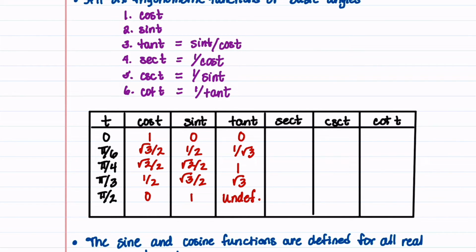To find secant t, we remember that secant is 1 divided by cosine. So 1 divided by 1 is 1. And for all these values, we're just going to invert them because 1 divided by the number is just like inverting the fraction. So our next one is 2 over root 3, 2 over root 2, which is just root 2, 2 over 1, which is 2, and then 1 divided by 0, which is undefined.